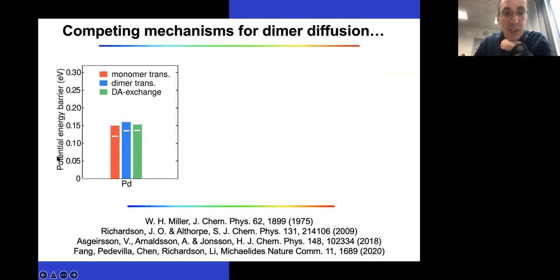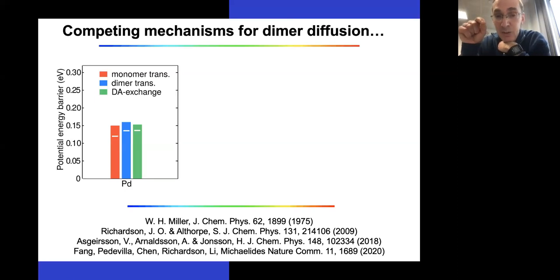So if you, again, use density functional theory to compute the barrier for the three processes I've talked about, the monomer translation, the dimer translation, and now this exchange mechanism, you get these three colored bars, three barriers that are rather similar. The simplest account of quantum nuclear effects is to incorporate the zero point energy associated with the system. If you include that, then what you get are these white lines. And what you see is that the monomer translation barrier is the lowest. So that seems to contradict the experiments.